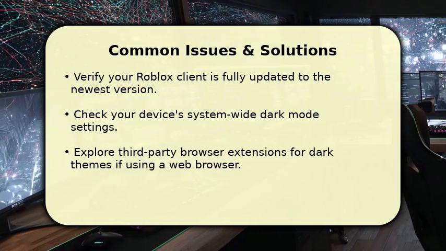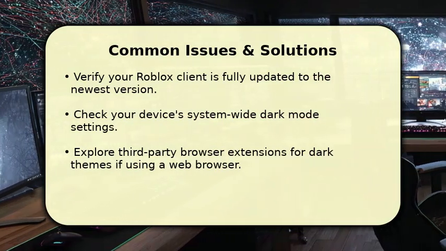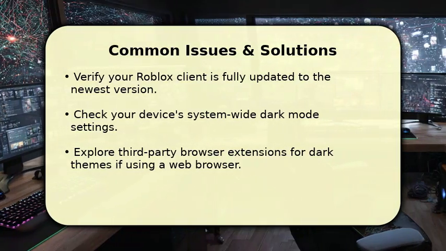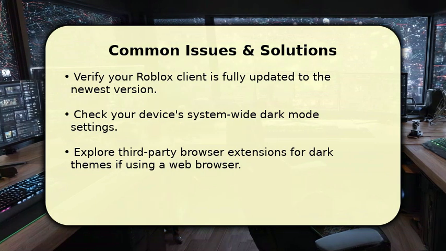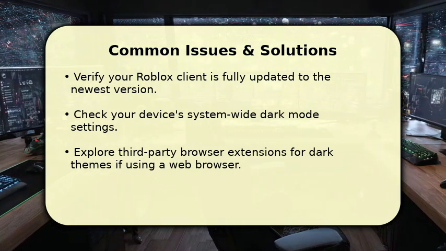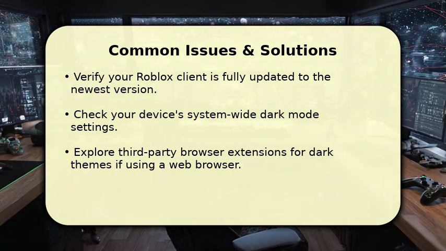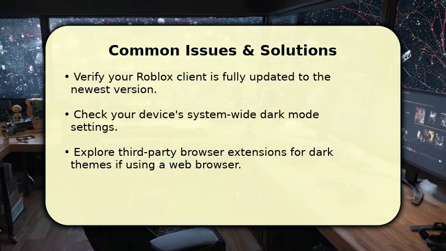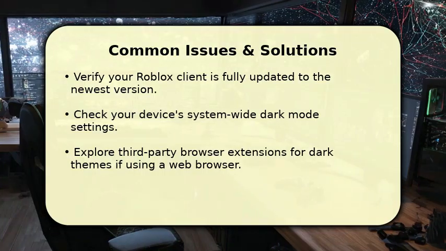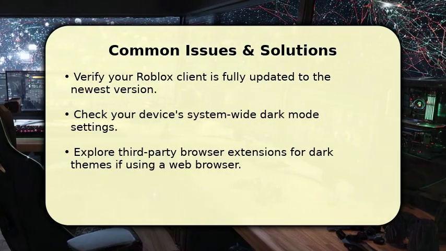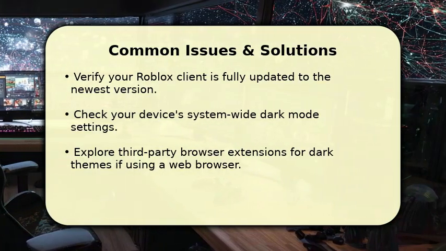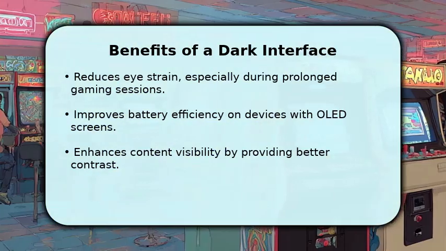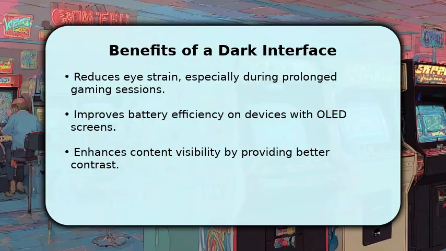If you encounter any issues, first ensure your Roblox client is updated to its latest version, as older versions might lack the dark theme option. Also, check your device's operating system display settings. Sometimes a system-wide dark mode can influence app themes. For browser users, consider installing a reputable third-party browser extension designed to force dark themes on websites, offering an alternative solution.